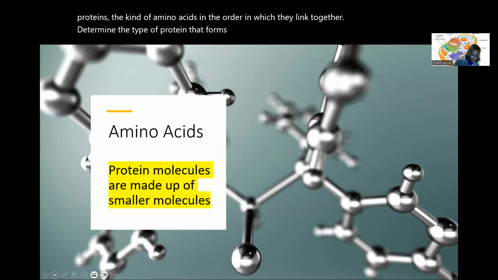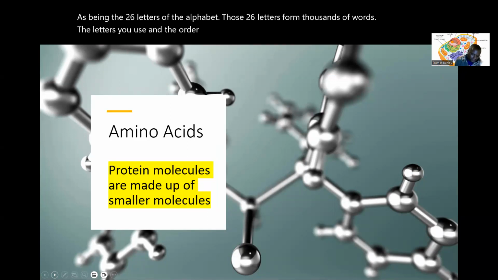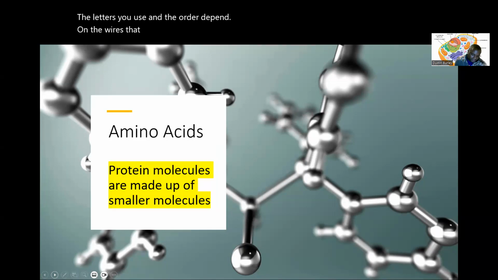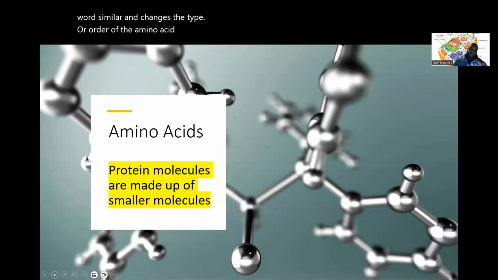You can think of the 20 as being like the 26 letters of the alphabet. Those 26 letters form thousands of words. The letters you use and the order depend on the words that are formed. Even a change in one letter, for example, rice to mice, creates a different word. Similarly, changing the type or order of the amino acids results in different proteins.